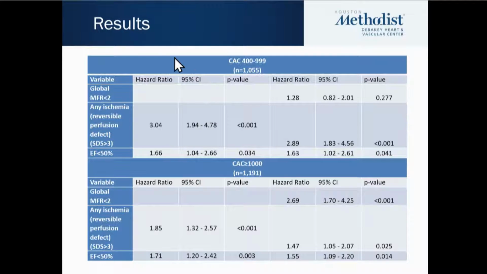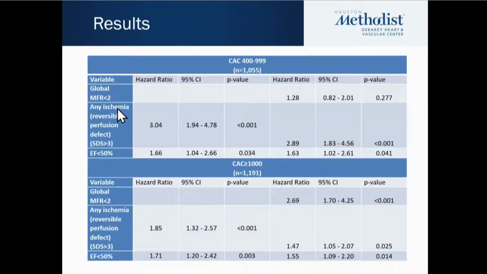And once we do some multivariable adjusted models stratified by calcium score, even in the calcium score more than 1,000, an MFR less than 2 carries an almost 2.7-fold risk of incident events. And this is adjusting for clinical risk factors, ischemia, and low EF. The same signal was seen in the 400 to 999 group, but it was not statistically significant.